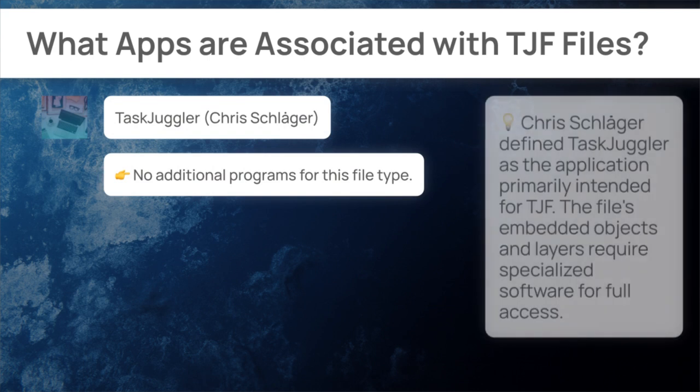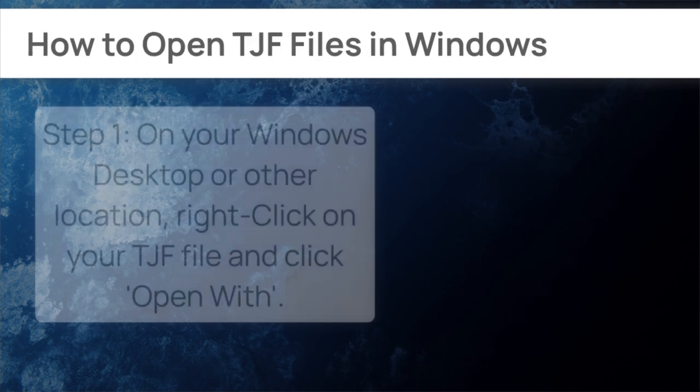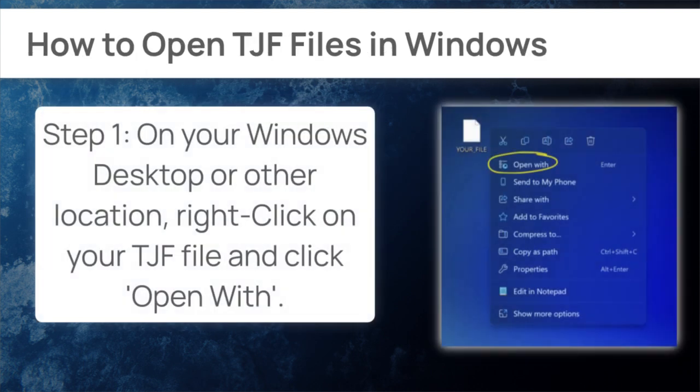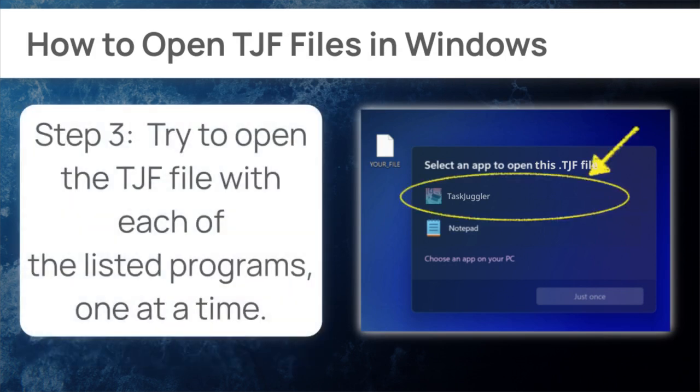The file's embedded objects and layers require specialized software for full access. Windows typically shows only basic metadata, so reading the information requires proper software. To force file access, right-click your TJF file and select Open With. If TaskJuggler is an option, test it. If it's not available, choose another program. We are trying to find the specific compatibility bridge.